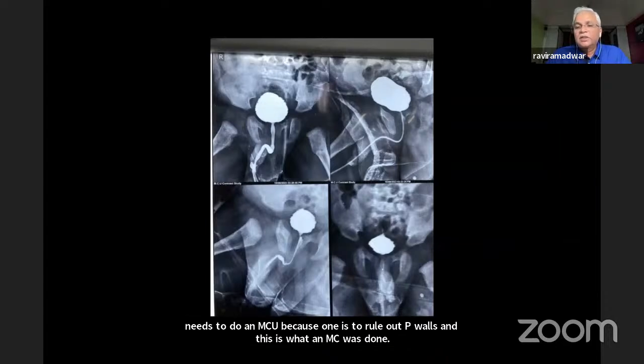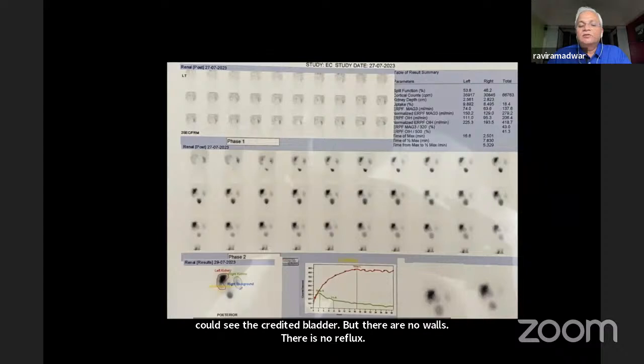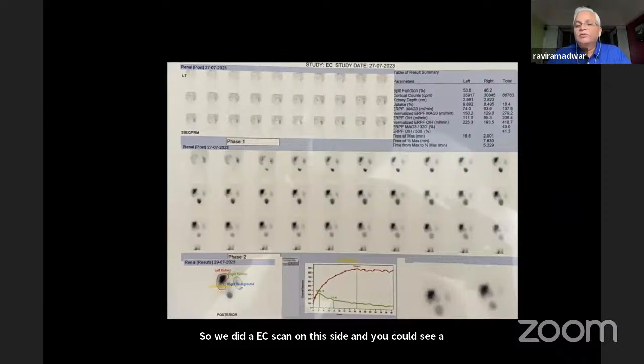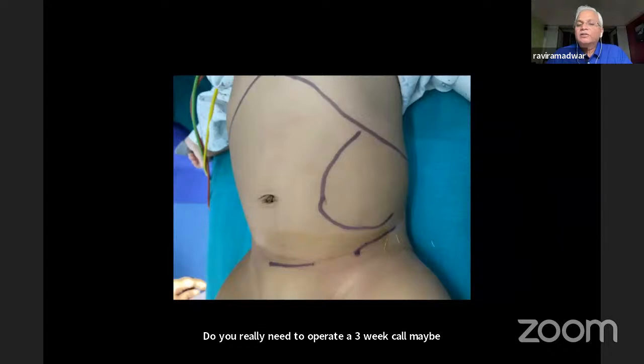There is no reflux. So we did an EC scan on this child and you could see a completely obstructed system. Now the question was, it's a hydronephrosis. Do we really need to operate on a 3-week-old baby because of hydronephrosis? But the decision to operate is based on this. It's a huge, large palpable mass. So large palpable hydronephrotic masses need to be operated. That is one of the indications of treatment for hydronephrosis even in neonates and infants.